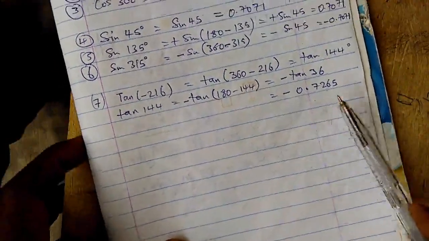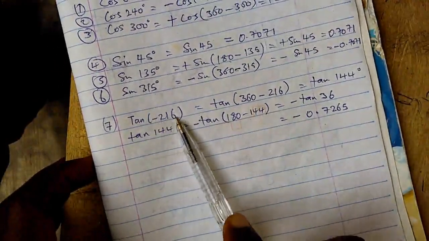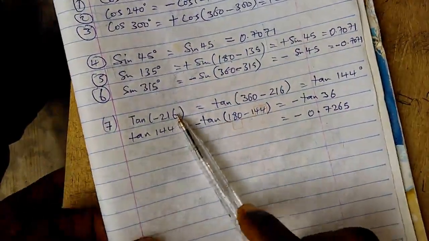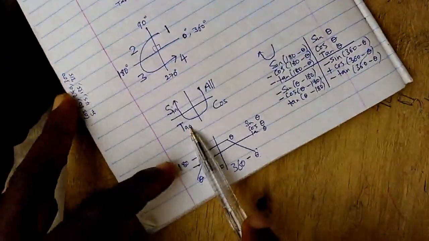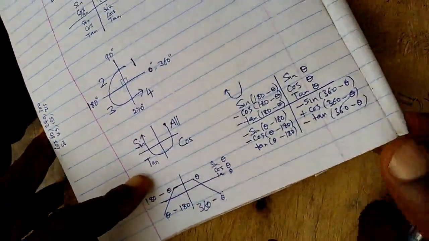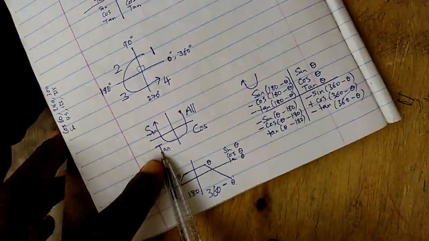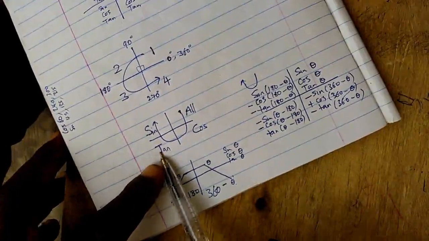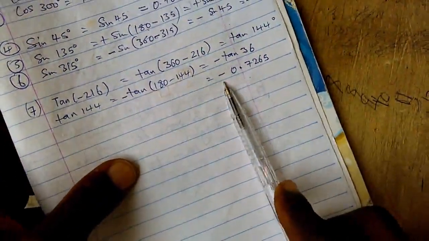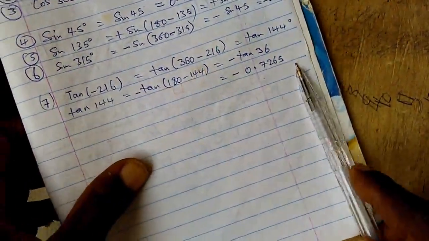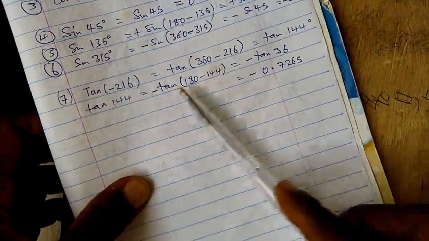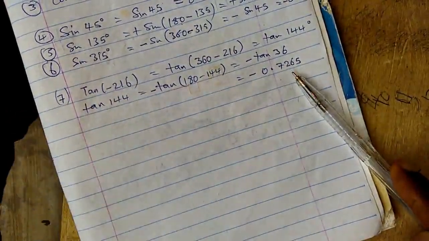Mind you, if you use this directly and try to check which quadrant you find 216, you will find it in the third quadrant. If you manipulate it that way, you have to go by the positive sign, and that will make you have a wrong answer. Your answer will be positive 0.7265, which is not correct. You can try it with your calculator. You see that this is the correct answer.